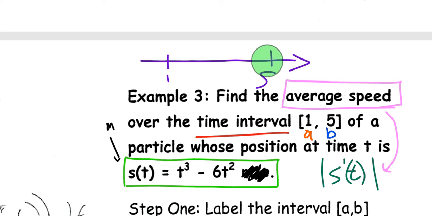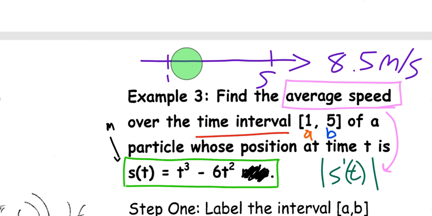Okay, its average speed, basically all the speeds added together divided by the infinitely many speeds, its average speed would be 8.5 meters per second. At some points it might be going slower, at other points it might be going faster, but its average speed would be 8.5 meters per second.